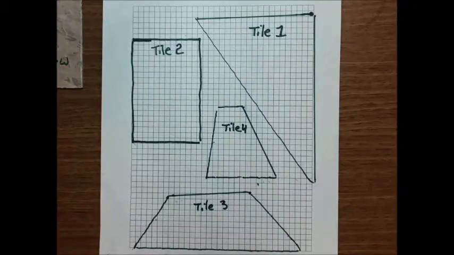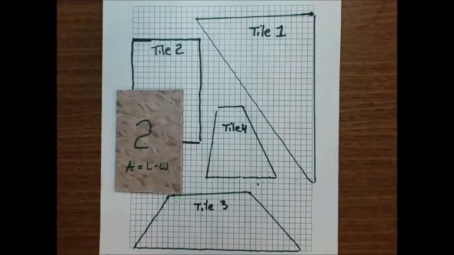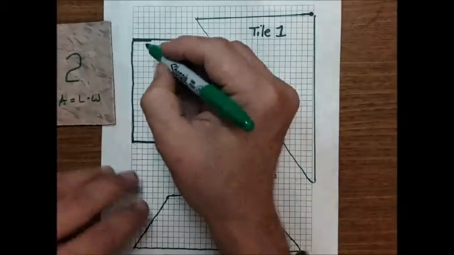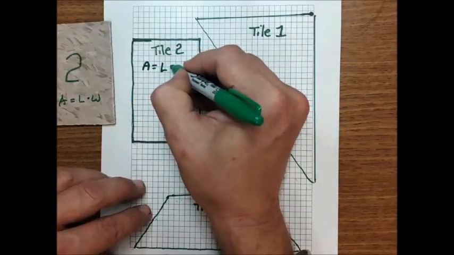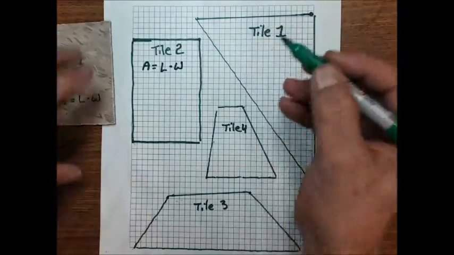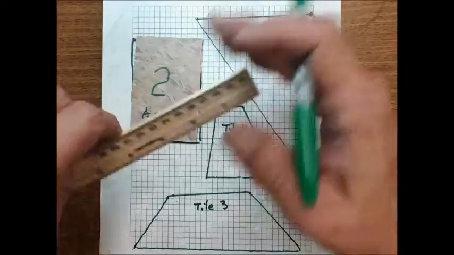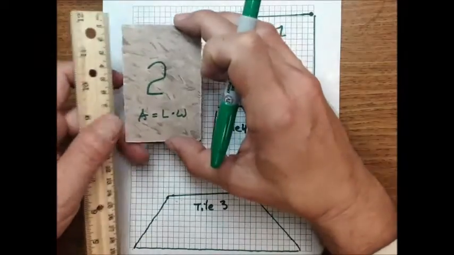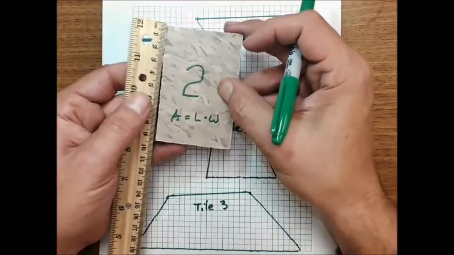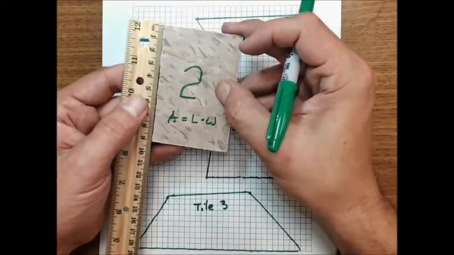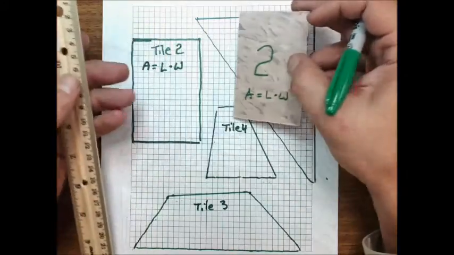Now the next thing that I need to do is determine the area of the tiles. Now for tile number 2, it's a square. So I'm going to use math. So area is equal to length times width. So the length of this tile, I can get that from my ruler. I can measure, and I'll do this in centimeters. If I look at this as closely as I can determine, this appears to be 9.2 centimeters.